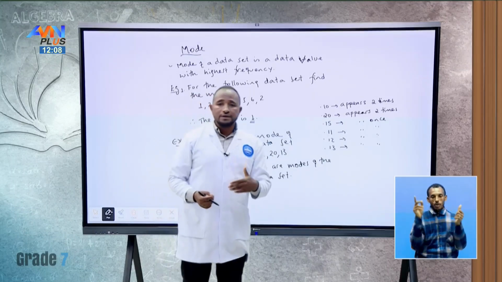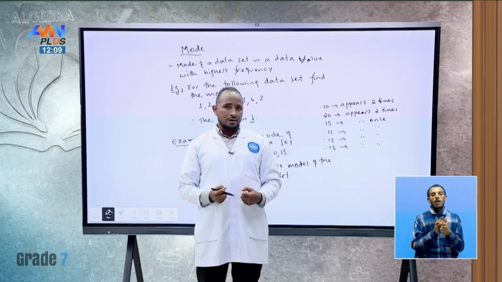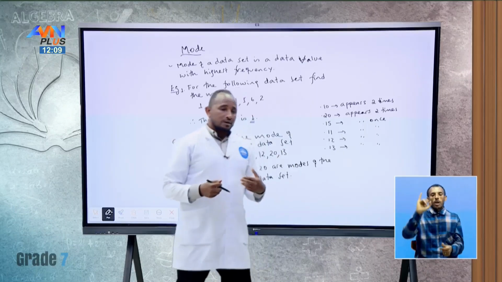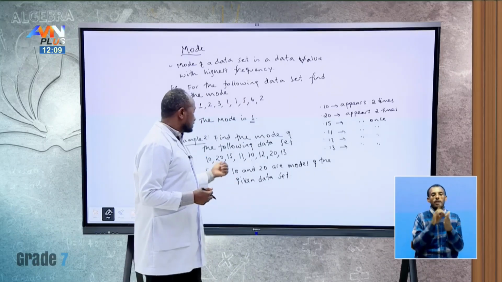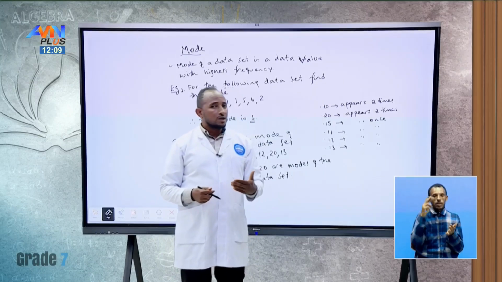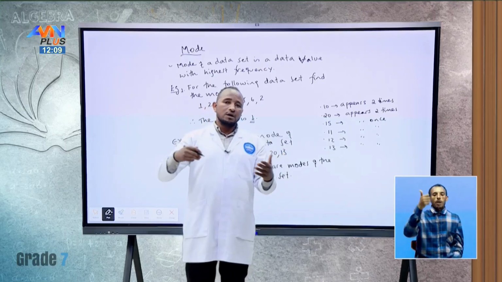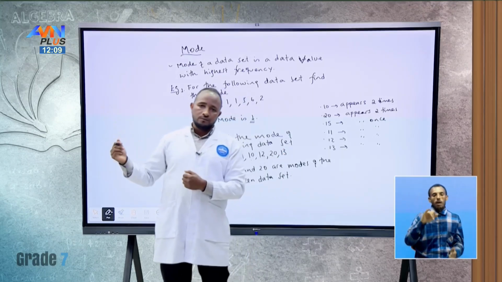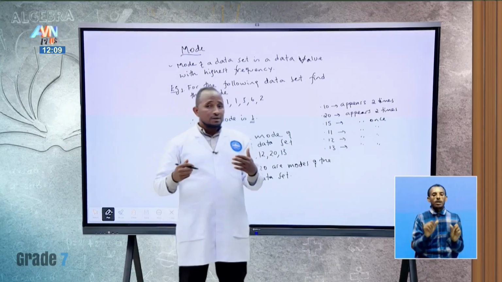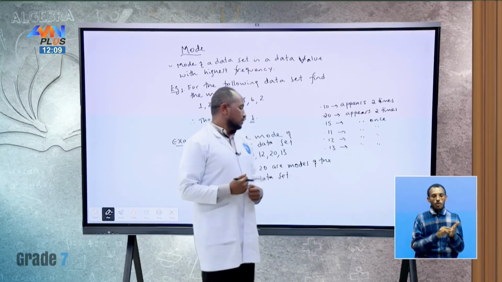In that case, we say that the data is unimodal. And a data set may have, as you can see here, 2 modes. In that case, we'll say it's bimodal. If it has 3 modes, trimodal, and so on. And a data set may not have a mode also. Let's see this through an example. Look at this one.